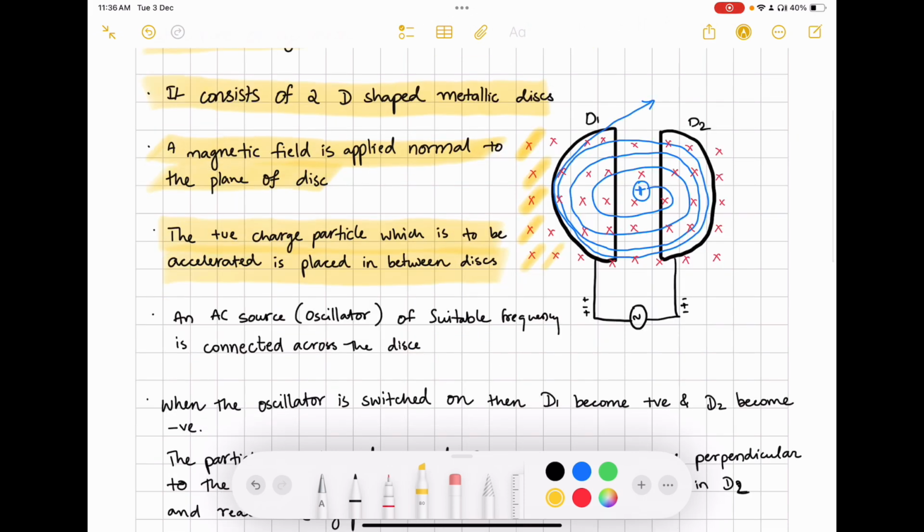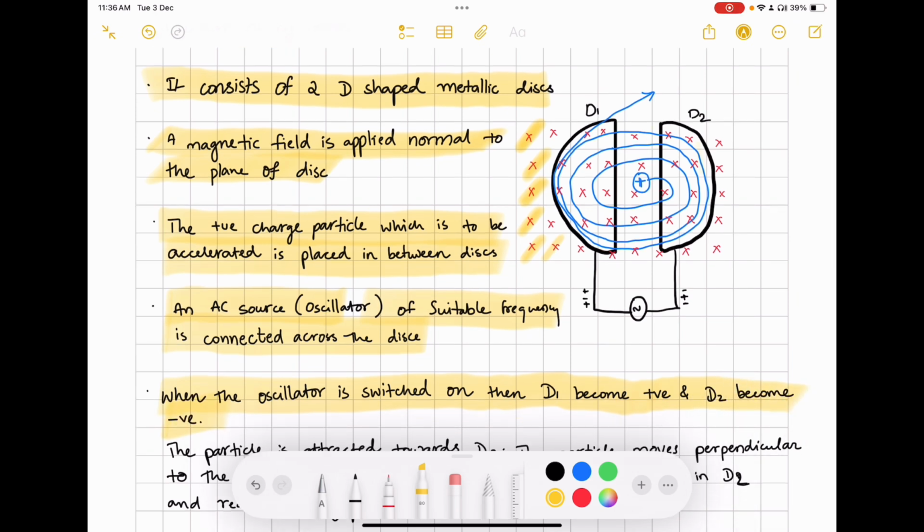The next point is that an AC source or oscillator of suitable frequency is connected across the discs. When the oscillator is switched on, D1 becomes positive and D2 becomes negative. So we have an oscillator, or an AC source, connected to the D-shaped discs. Initially D1 is positive and D2 is negative, and this is a positive charge.